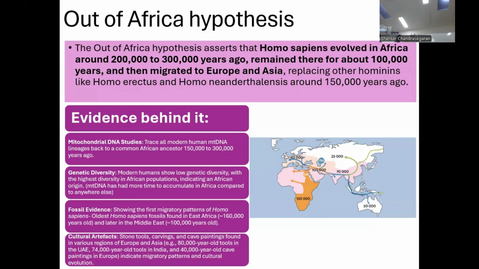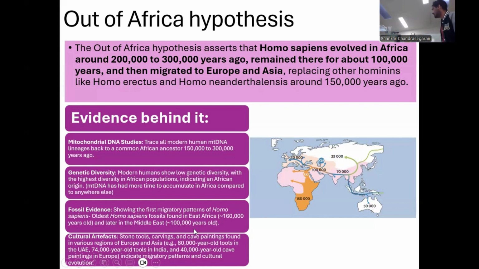So that's the third evidence, right? The fossil evidence showing that there is basically a pattern, a timeline, in which Homo sapien fossils were found and dated, where the oldest fossil was found on the east coast of Africa at the age of 160,000 years ago, whereas the second fossil was found later in the Middle East at about 100,000 years old, showing that there was a migration happening with Homo sapiens.